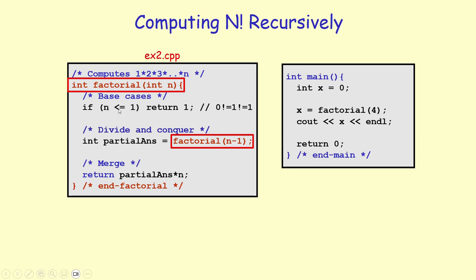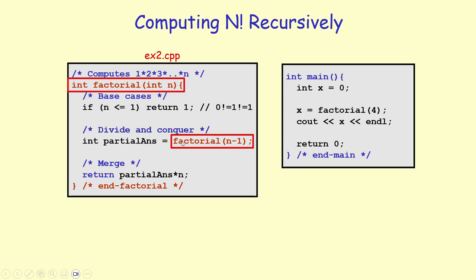We can say if n is less than or equal to 1, return 1. Obviously, I'm assuming that the value of n is never negative. So it's either 0, 1, or a bigger value. So if it is 0 or 1, which means n is less than or equal to 1, return 1. So 0 factorial is equal to 1, and 1 factorial is also equal to 1.